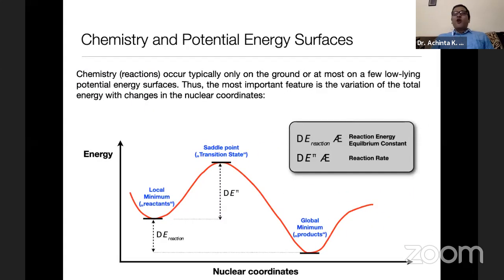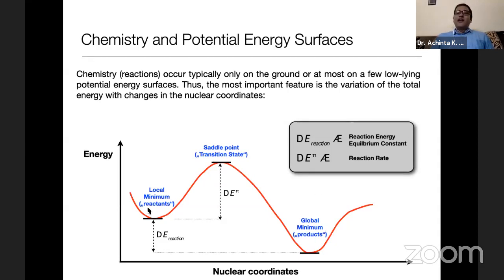The Born-Oppenheimer approximation gives you the concept of the potential energy surface. So what exactly is a potential energy surface? See the words: it's a surface. The energy is the solution of the Schrodinger equation, the electronic energy. So basically this is the surface on which my nucleus moves. Of course, you can have local minima, global minima, and saddle points.